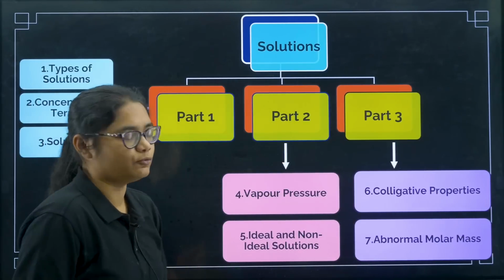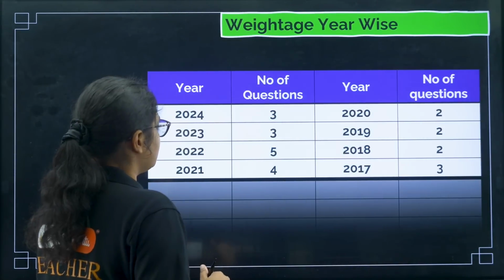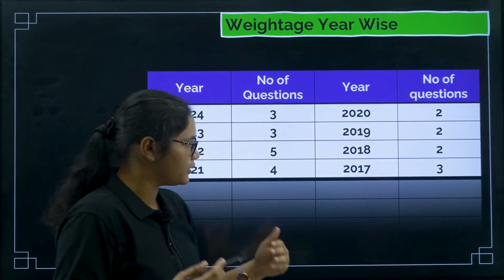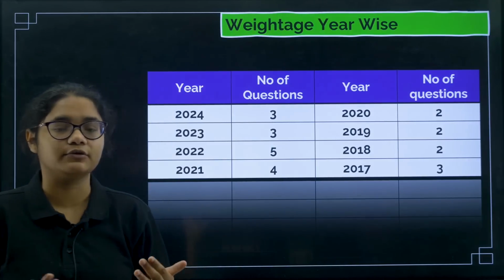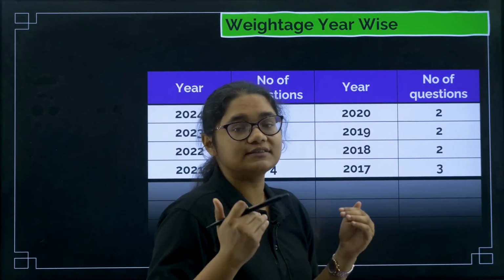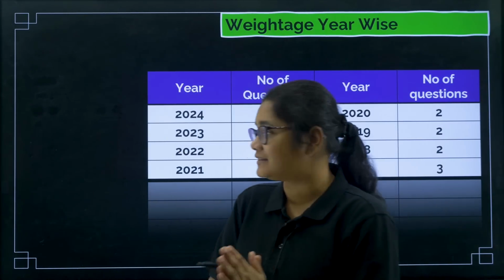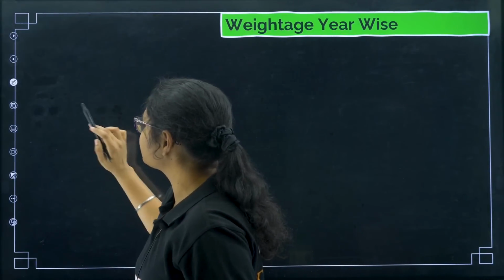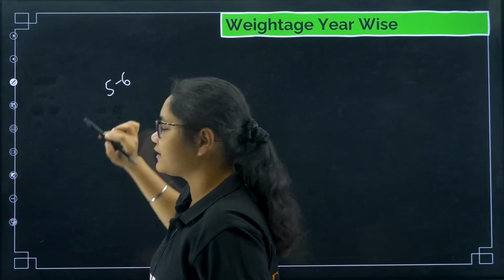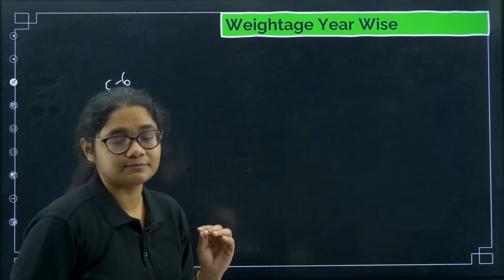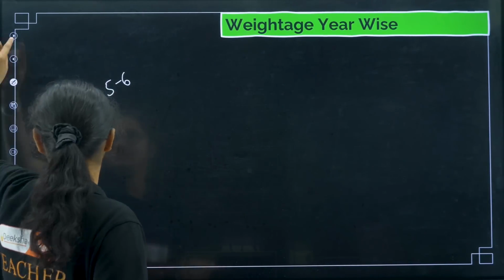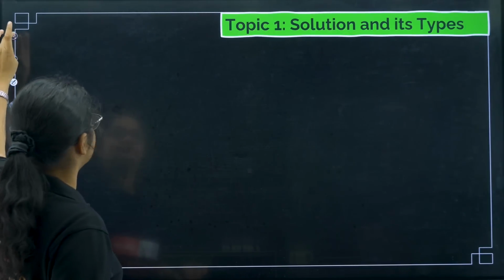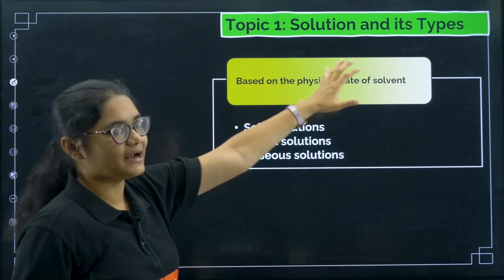Now coming to the weightage year wise, you can see for the last years it carries a very high weightage, 3 to 4 questions, but now since the number of chapters is less, I easily expect that this chapter can have a weightage of 5 to 6 questions at least. You can expect 5 to 6 questions in this particular chapter definitely, because it is a very high weightage and important topic.